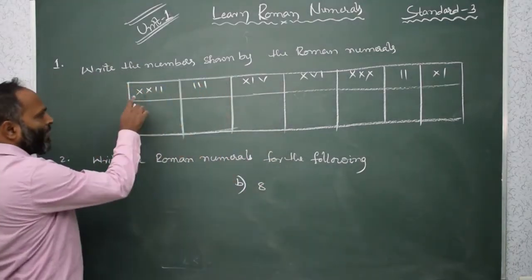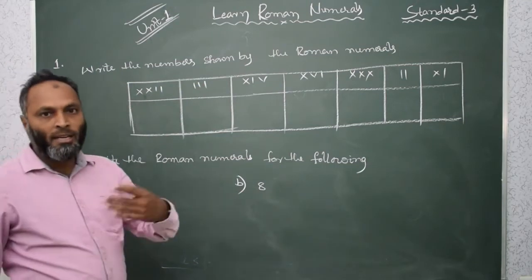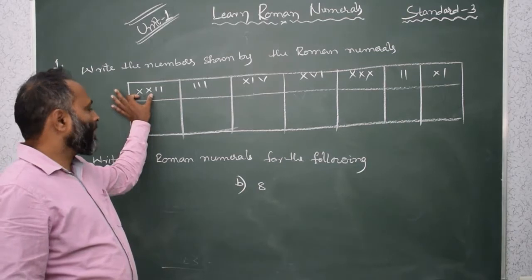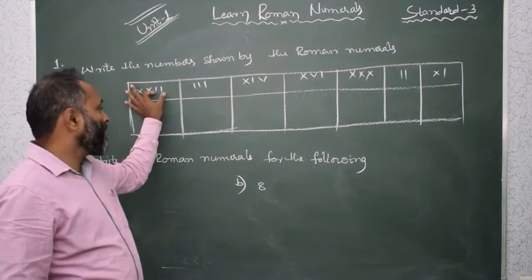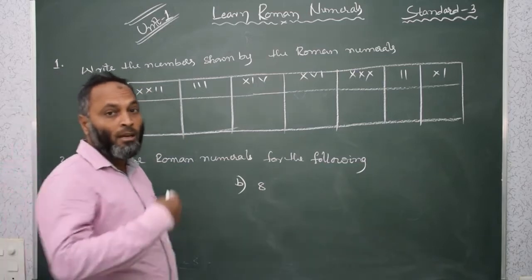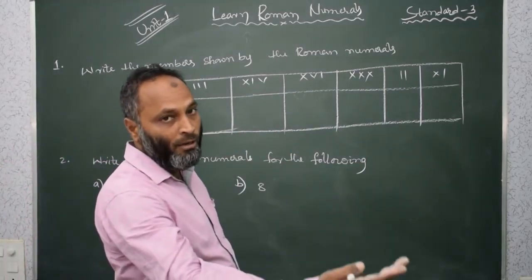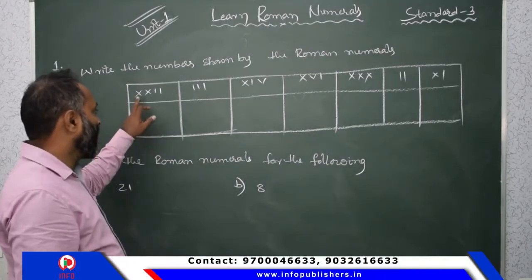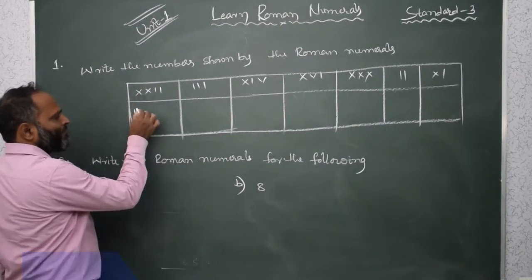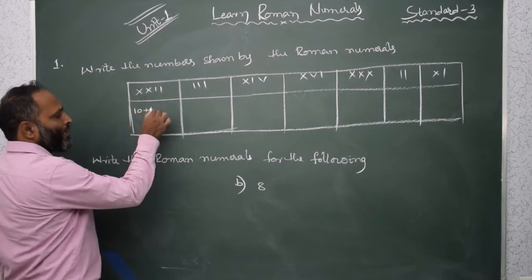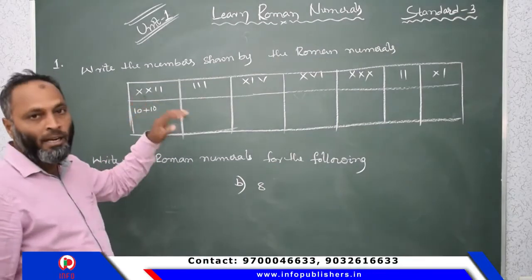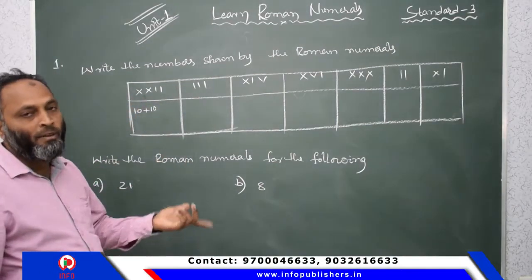First, what is there? Here X and X repeat twice, and I. These two are bigger Roman numerals and this one is a smaller Roman numeral. The smaller Roman numeral is on the right side of the bigger Roman numeral, so we have to add. Then here it repeats also, we have to add. So here X means 10 and again X means 10. Here we are adding. Why are we adding? Here X and X repeat. Whenever it repeats we have to add.